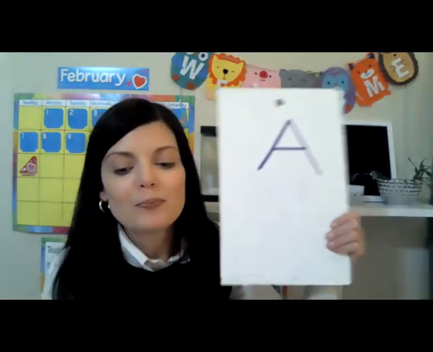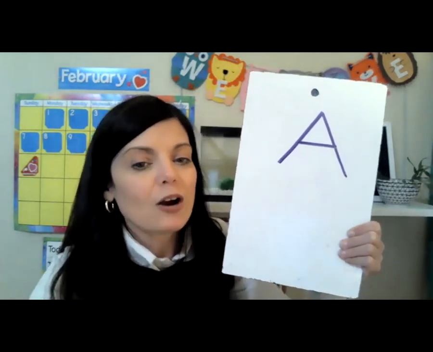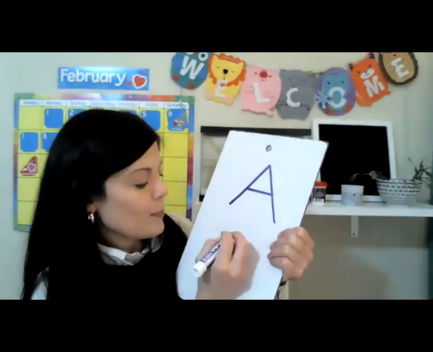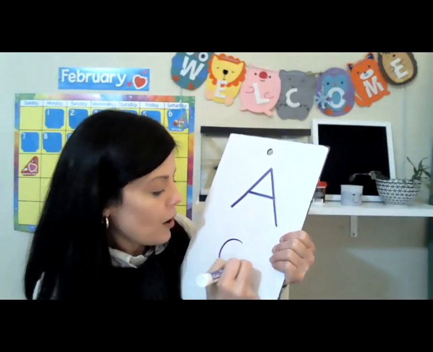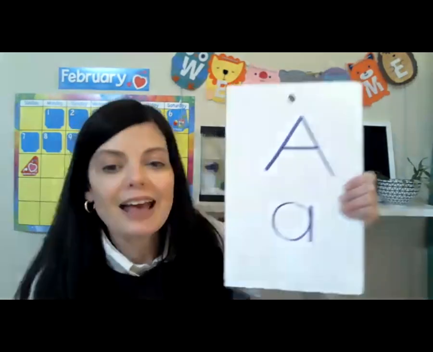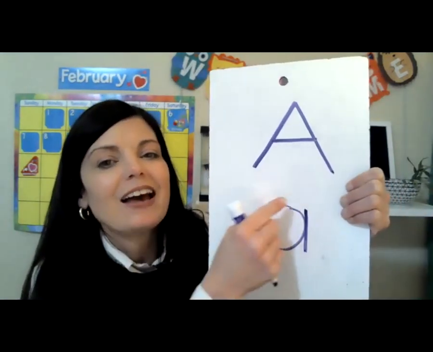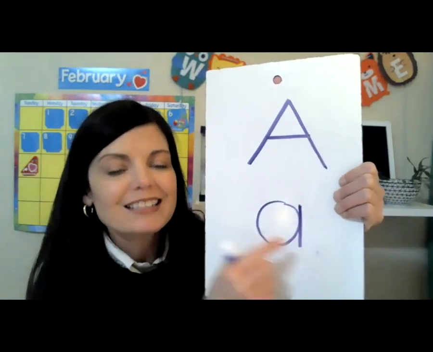Do you like to play ball? Raise your hand if you'd like to play ball outside. Maybe baseball or kickball or soccer ball. Well, the lowercase letter A looks like a ball. So we're going to start with a ball and then we're going to put a stick right beside it. A ball and a stick. That's the lowercase a.